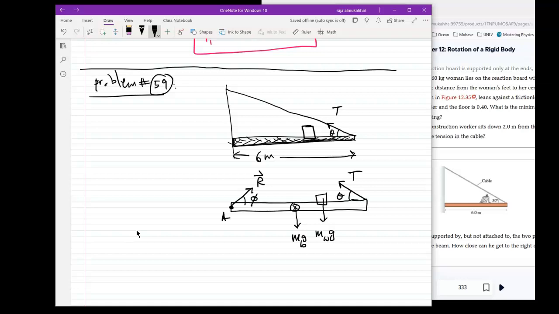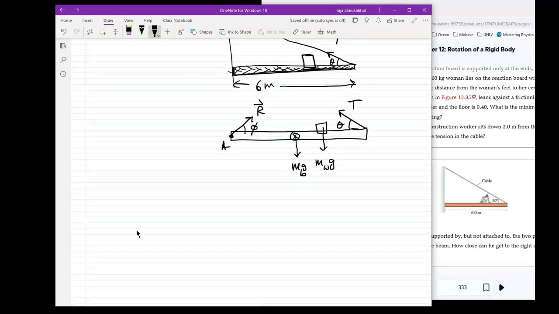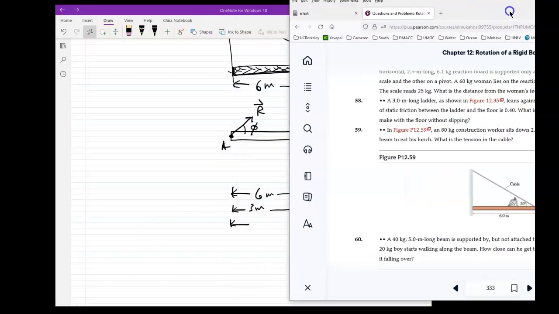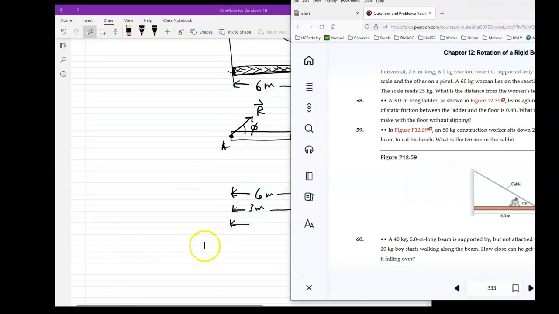So that's basically what we have. Let me put in the dimensions first before I take the torque and solve the problem. So the length of the beam, the full length, is 6 meters. And the length to the center of mass, that'll be 3 meters. And then the length to the worker, which is right here, he said the worker sits 2 meters from the end of the beam. So that makes it 4, right?